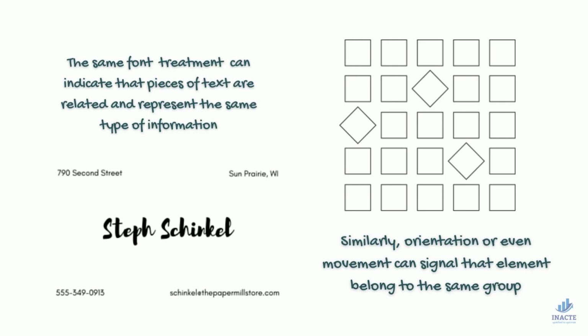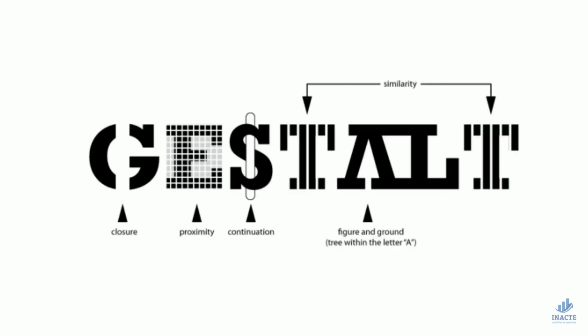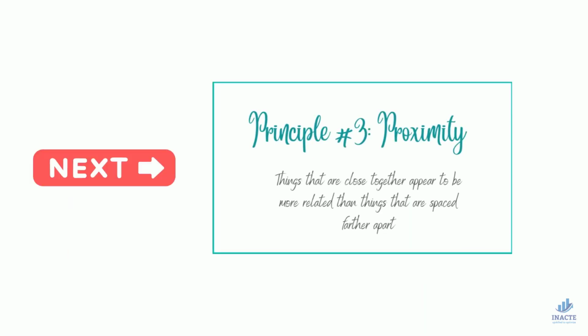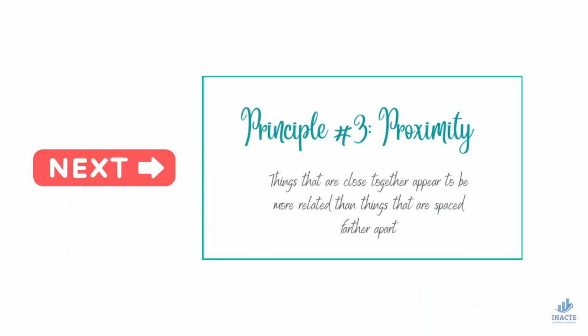Similarly, orientation or even movement can signal that elements belong to the same group and likely share a common meaning or functionality. The principle of similarity is pervasive in visual design and its effect can be seen in almost every interface design in existence. In the next session, we will learn the law of proximity.